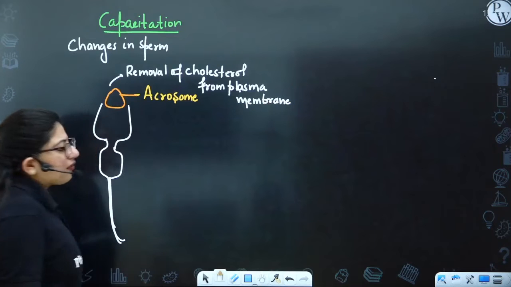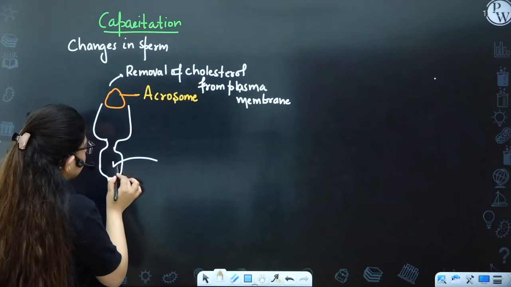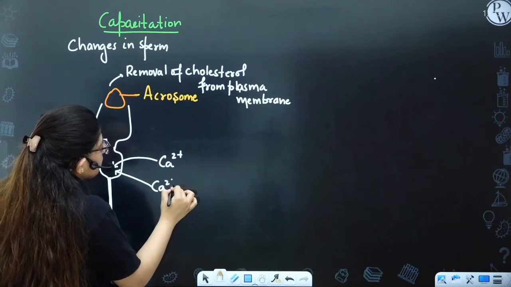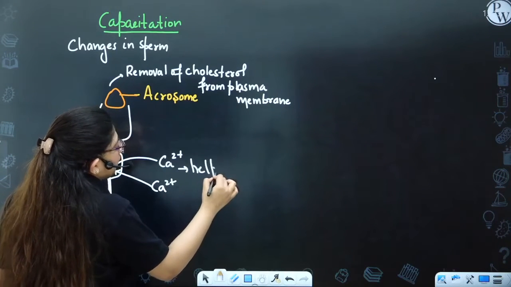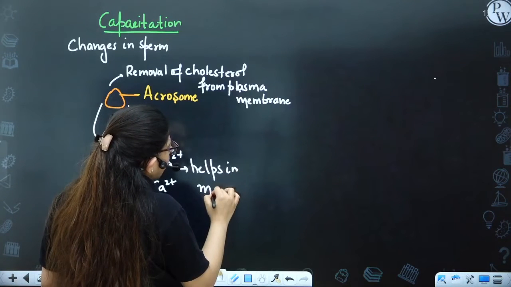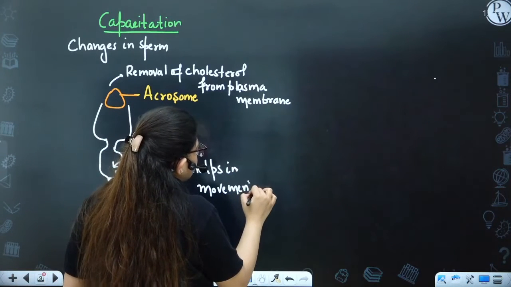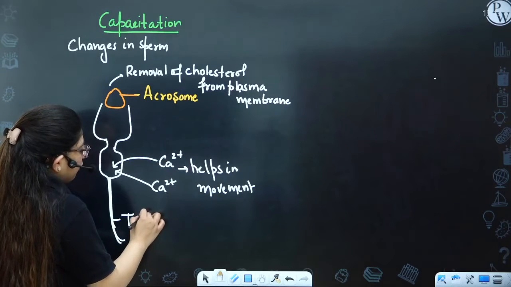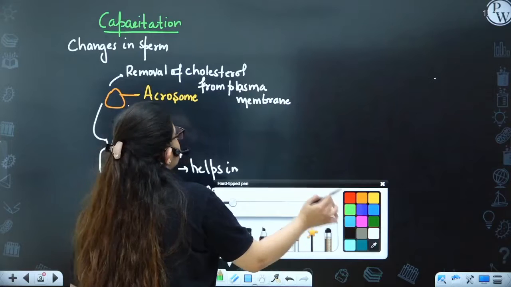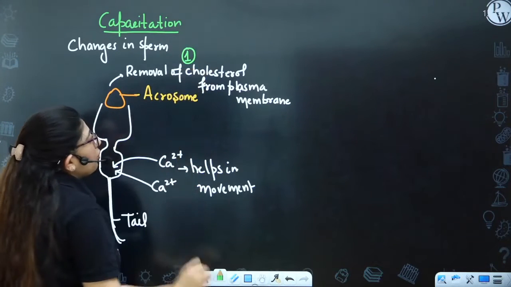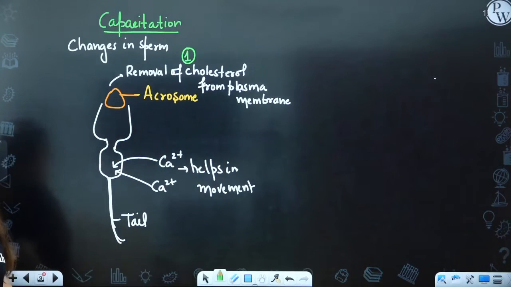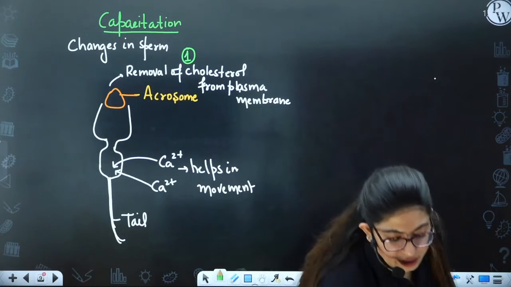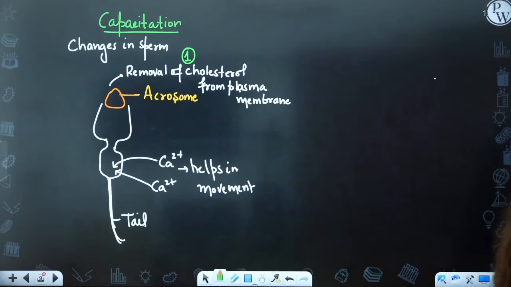The second thing that will happen is the entry of a lot of calcium ions. Why? Because calcium ions help in movement. If there are more calcium ions, there will be more formation of energy and more movement of the tail. So the first thing is removal of cholesterol, due to which the plasma membrane disintegrates, and now there is more exposure of the acrosome.